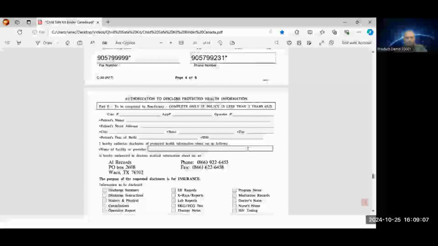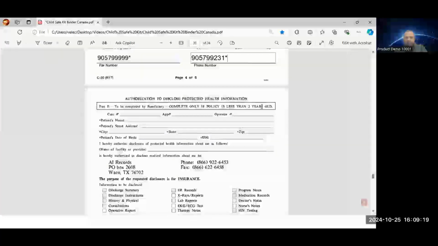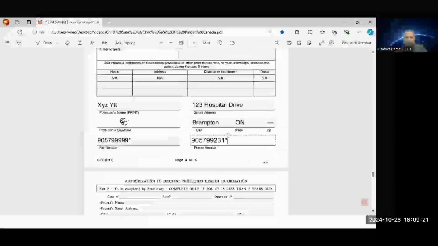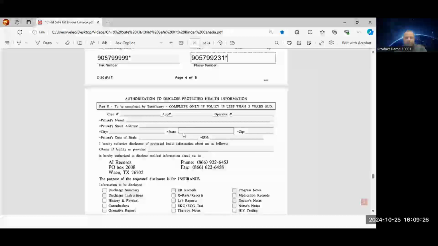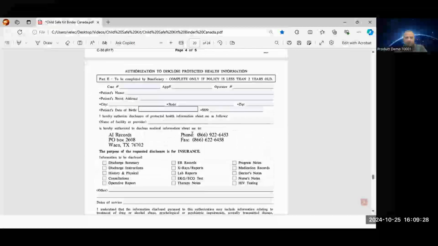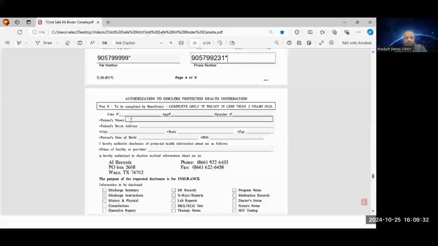Okay, now we move on to part E. This part has to be completed by the beneficiary, only if the policy is less than 2 years old. So since this policy is over 2 years, this is not applicable in our case. However, this is quite straightforward.